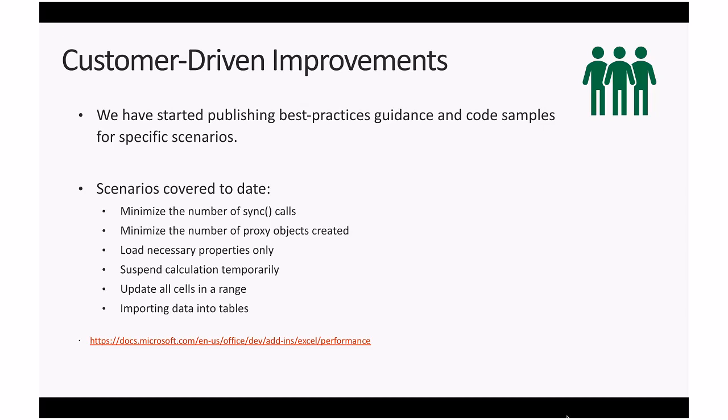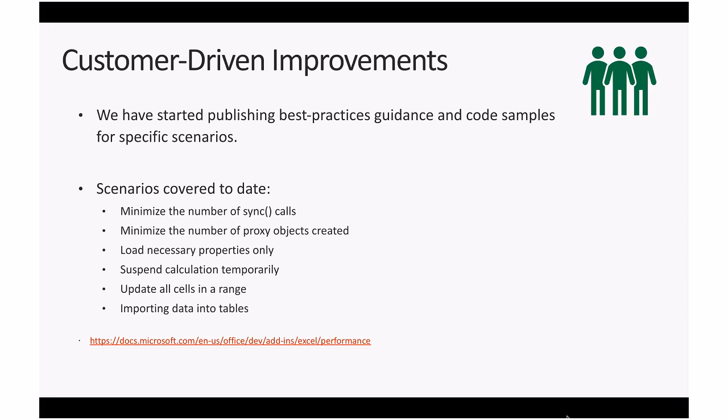So for example, minimizing the number of sync calls, that's a core best practice for all of the Office.js APIs. You saw in the code that Sudhi showed you, if you're new to that, right at the end of each of those blocks of code, he was showing there's a context.sync. And that's where the changes you have just specified in your code actually happen in the UI, and it updates with the latest data and so on.